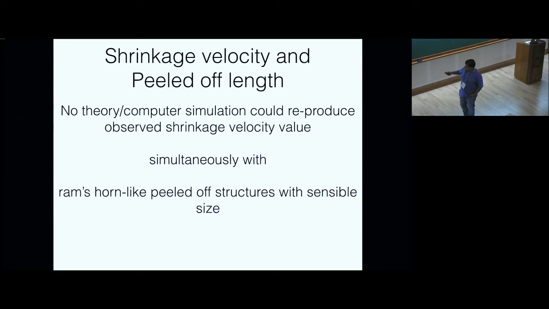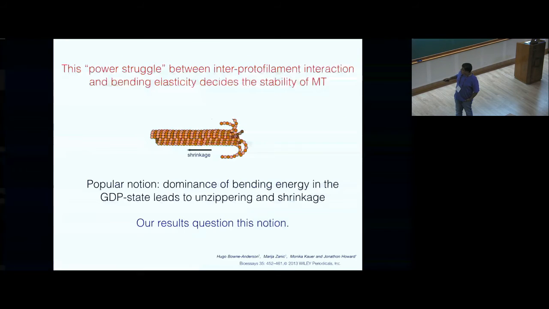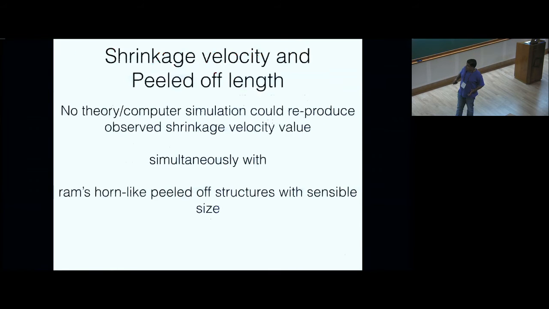Simultaneously, there is the length of these ram's horns. This is sometimes called ram's horns, like a horn of a ram. So what is the typical length of this is estimated in experiments. So this is another interesting experimental data that we have. So we have a shrinkage velocity and the mean length of these ram's horns. These two together are not explained by any theory. So we decided to start from there: can we explain the shrinkage velocity as well as the average length of the curved regions?